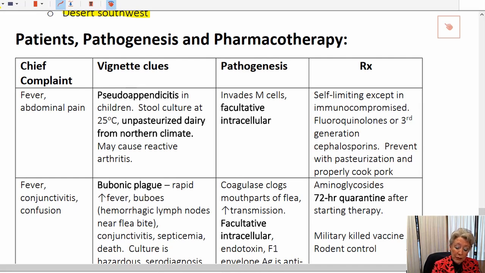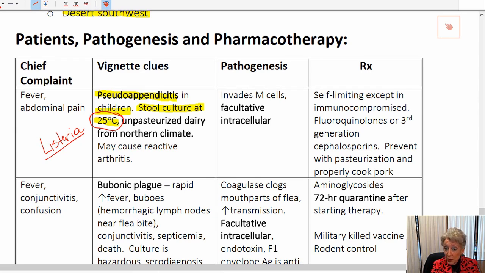When we talk about the first two, pseudotuberculosis and enterocolitica, they are generally agents of pseudoappendicitis in children. So the child would present with fever and abdominal pain. Notice the issue of enrichment of the culture at 25 degrees centigrade. This is one of those organisms that likes cooler temperatures. And remember, we've already talked about that being true of Listeria, which is also associated with delicatessen foods.